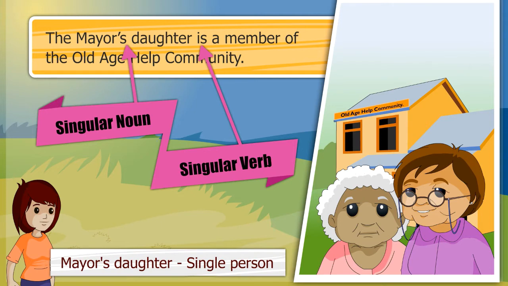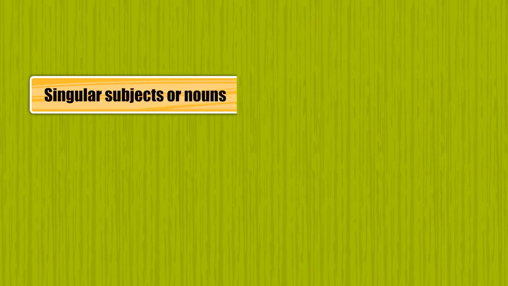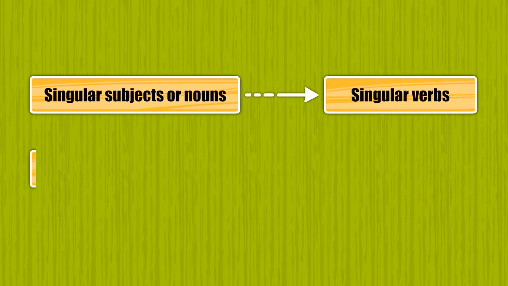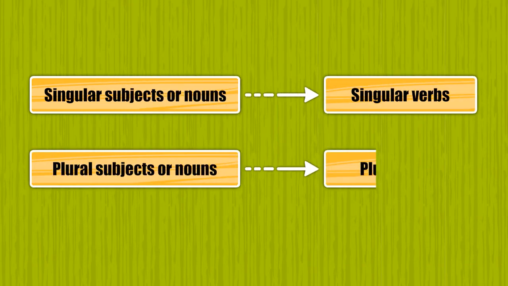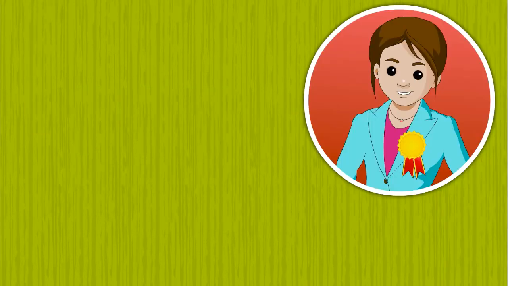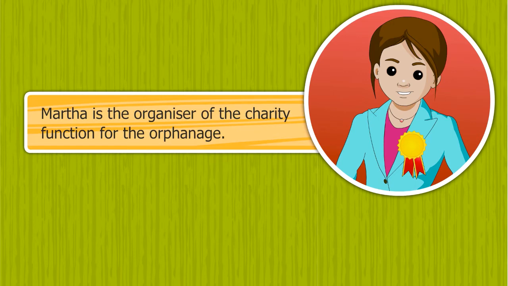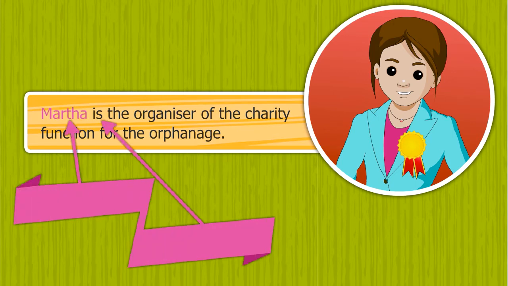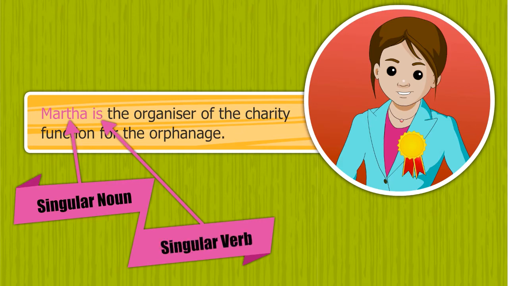In Subject Verb Agreement, the subject and the verb must agree in number. Singular subjects or nouns need singular verbs, whereas plural subjects or nouns need plural verbs. Let us look at some examples. Martha is the organizer of the charity function for the orphanage. Here Martha is the singular noun and is the singular verb.